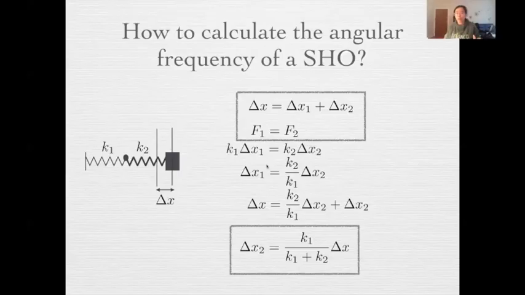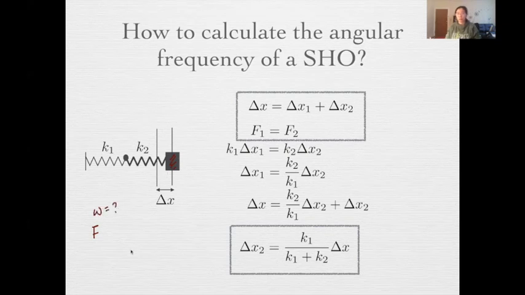Now let's take a look at another case, which is two springs connected in series. So here's spring k1 and spring k2. If I look at the object, it will be stretched out by delta x. Say this is a simple harmonic oscillator, and I want to find out the frequency of this system.